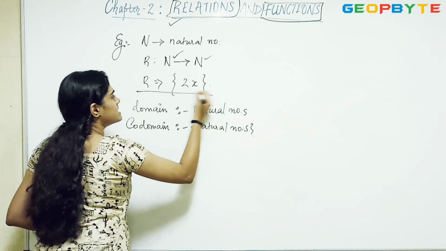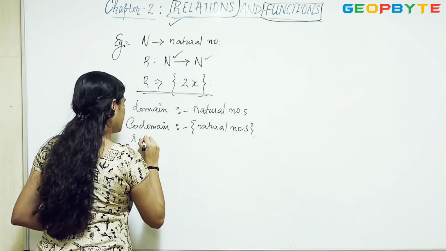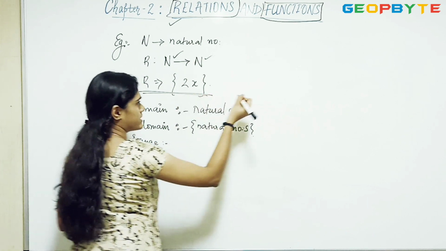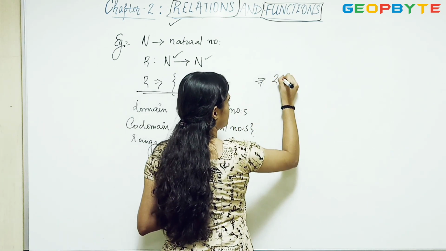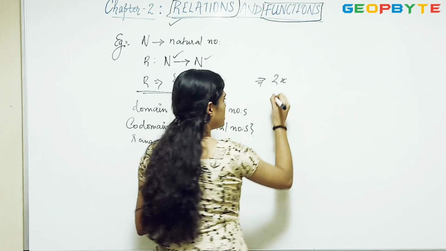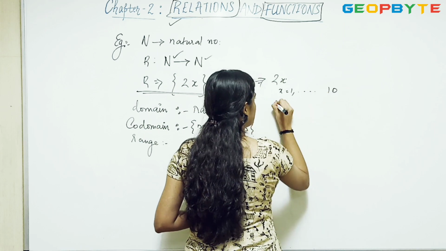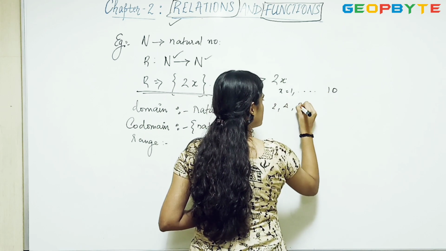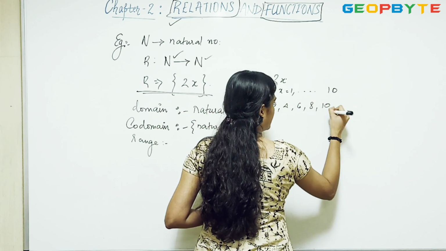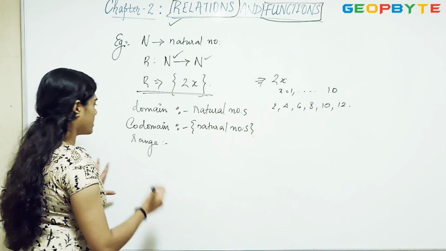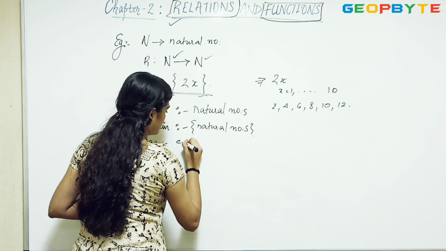So what is the relation? That is my range. What is the relation? It's 2x. What are the numbers in 2x? If x varies from 1 to 10, it will be 2, 4, 6, 8, 10, 12. Aren't they even numbers? So my range is even numbers.